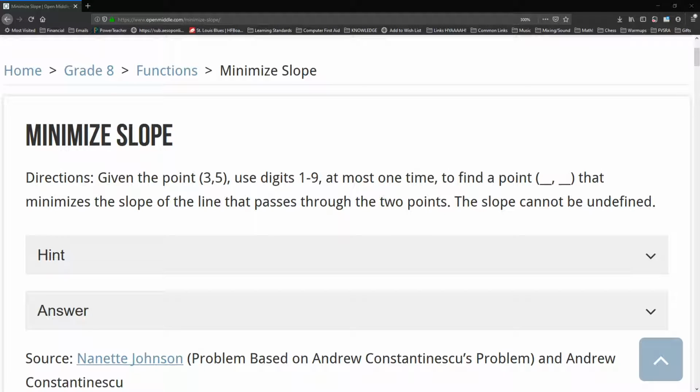Okay, so the problem says, given the point (3,5), use digits 1 through 9 at most one time to find a point that minimizes the slope of the line that passes through the two points. The slope cannot be undefined.